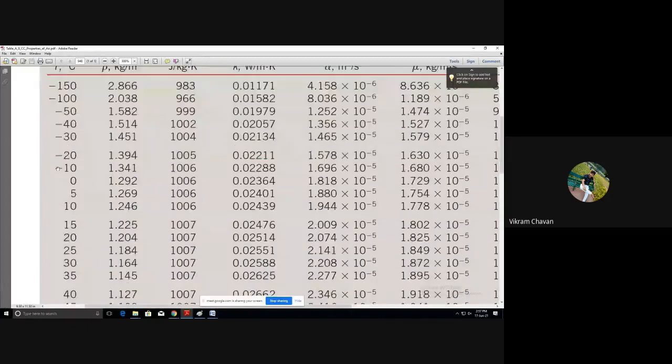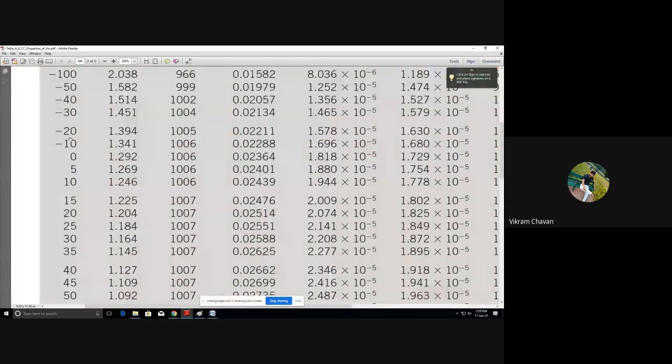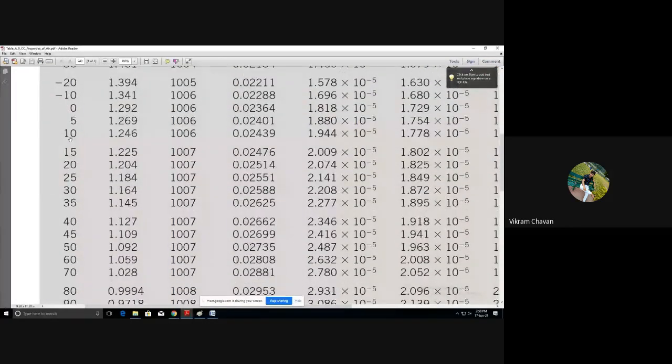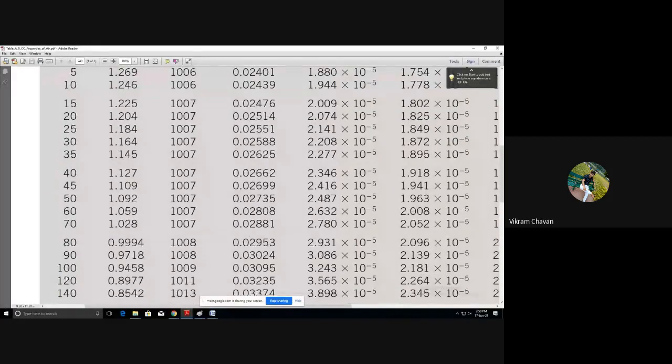Now here on this side the temperatures are given, in degrees Celsius. Now we have to check where our particular temperature is near about. Our mean film temperature is 96 degrees Celsius, which is near to 100 degrees Celsius. So we can take the properties for 100 degrees Celsius also, because there is no such big variation over 4 degrees Celsius.